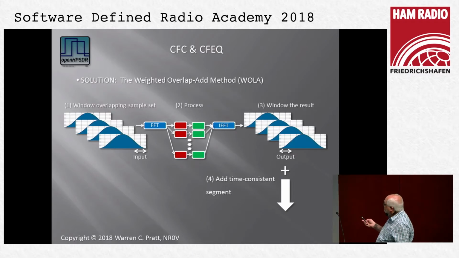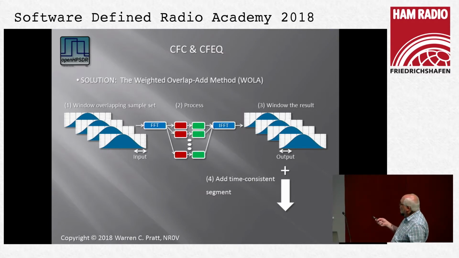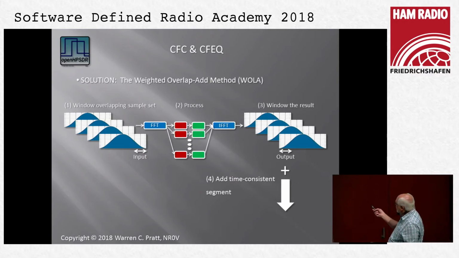And the way we do it is something called the weighted overlap add method, where we apply a window function to overlapping sets of samples. Then we do our processing. And by the way, this was the new input for the latest windowed set of samples. We do our processing, and then we come over here, we window again the output samples, and we add together those that line up in time.